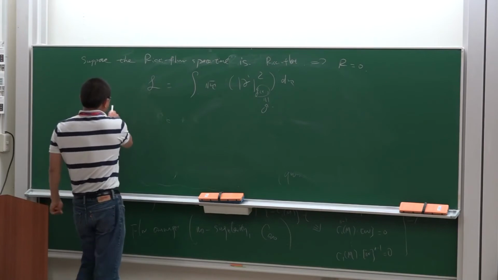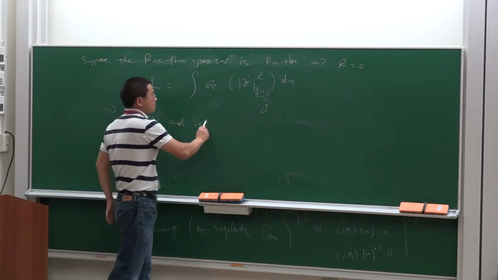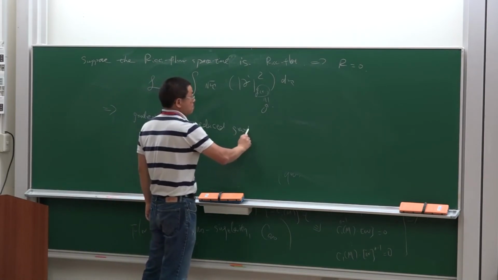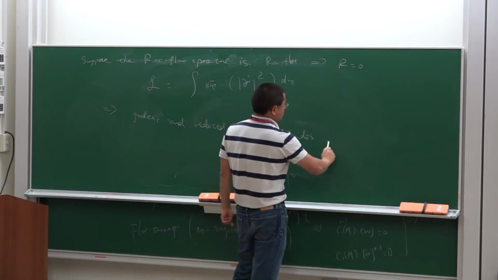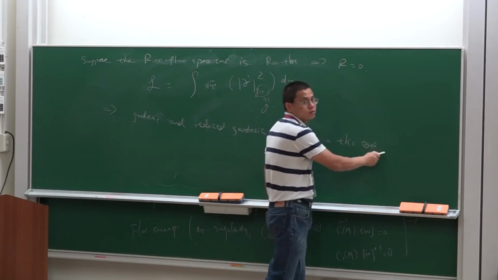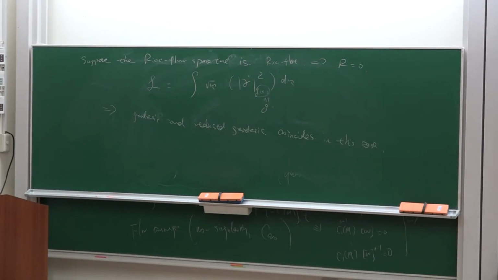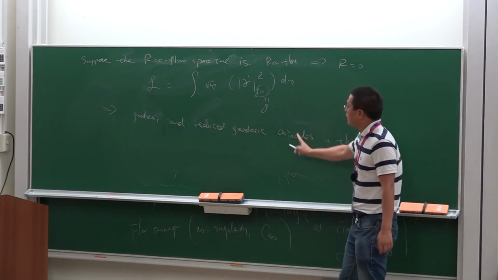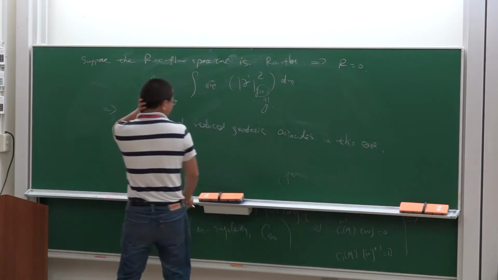So the geodesic and the reduced geodesic coincide in this case. Okay, so that means the local behavior of the Ricci flow, the Kähler Ricci flow with bounded scalar curvature, should be understood by the behavior of the reduced geodesic. Okay, so this is one of the key points.